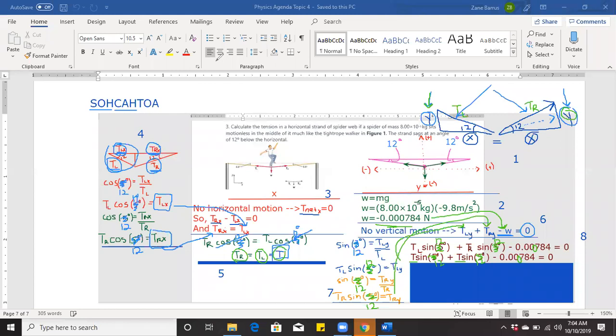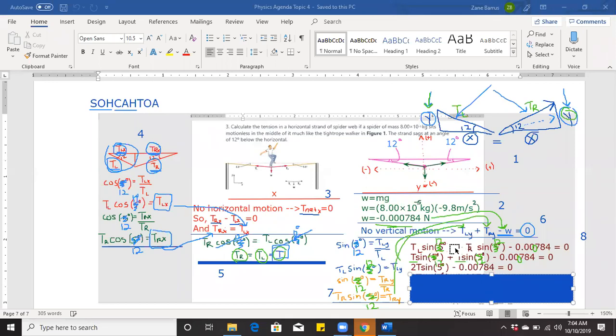So I'm just substituting in to make this simpler. Now I'm only in one variable, guys, which whenever we have one variable in algebra, we can get one variable by itself just by moving things around. So I have t times the sine of 12 degrees plus t times the sine of 12 degrees minus 0.000784 should equal 0. Okay, now let's do some combining of like terms.